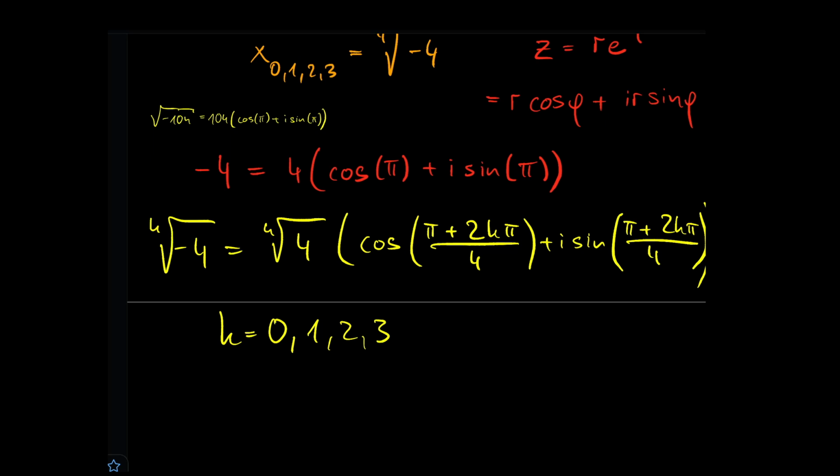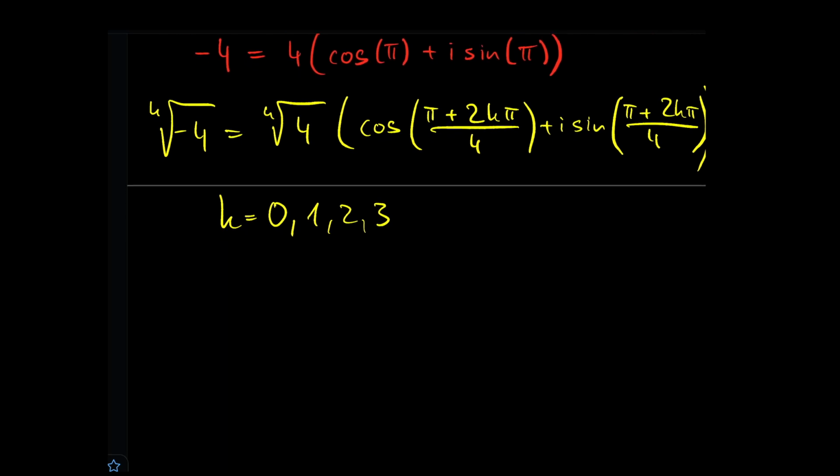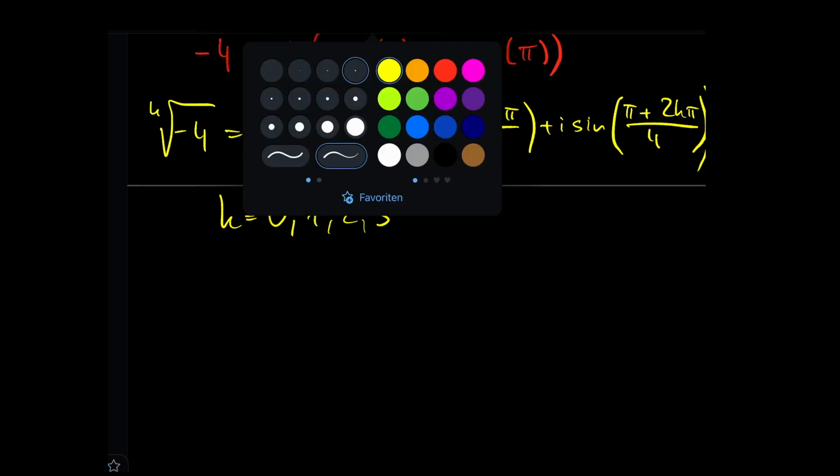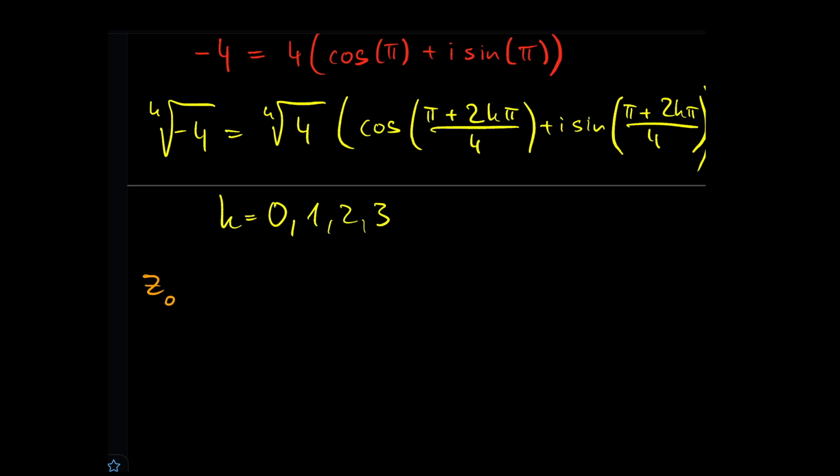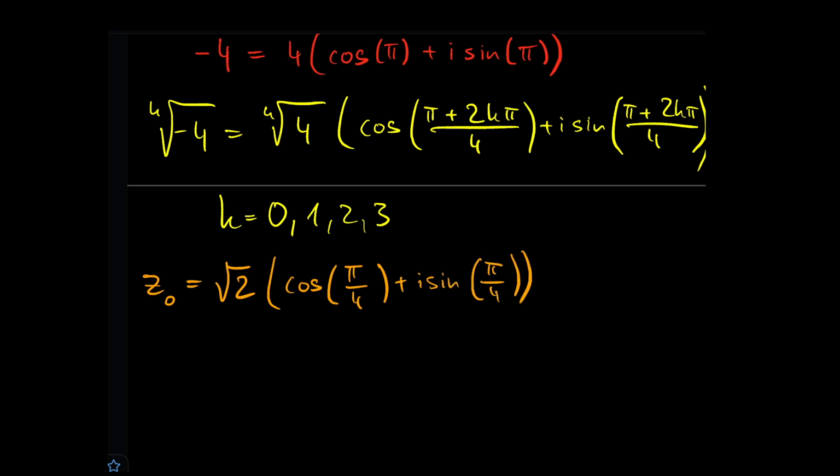So all we have to do now to get the solutions of the 4 roots that we need is just plug in the values for k. So let's start with the first one. Let's say z0 is equal to the fourth root of 4, which is just the square root of 2, times the cosine of pi over 4, because k is equal to 0, plus i sine of pi over 4. All right, so the cosine of pi over 4 is 1 over square root of 2, so we have square root of 2 over square root of 2, and this just gives us 1.